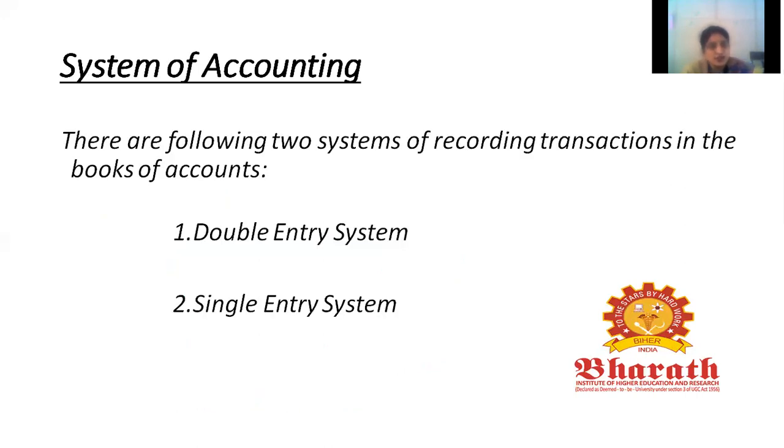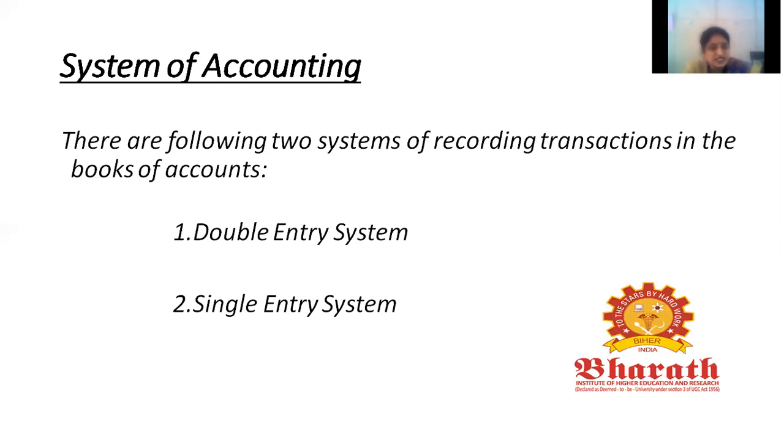And the next topic is systems of accounting. Generally, the systems of accounting are divided into two types. One is the double entry system and another one is the single entry system. The double entry system is based on the dual aspect principle. Here, every transaction has two aspects, that is a debit and a credit of an equal amount. So this system of accounting recognizes and records both aspects of a transaction.